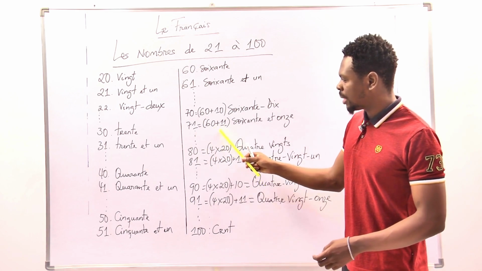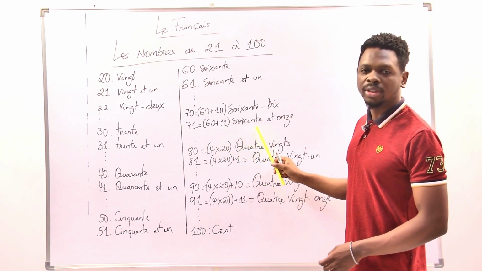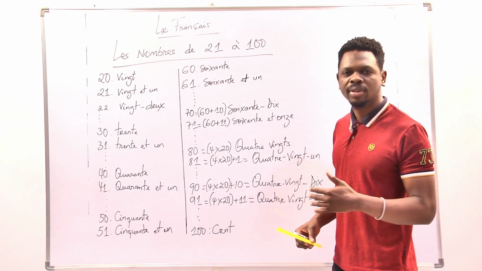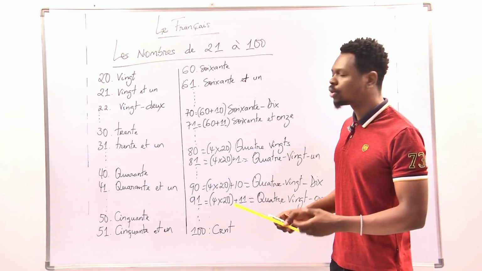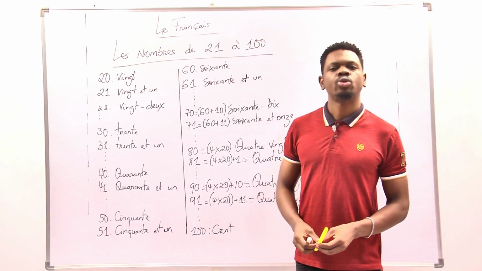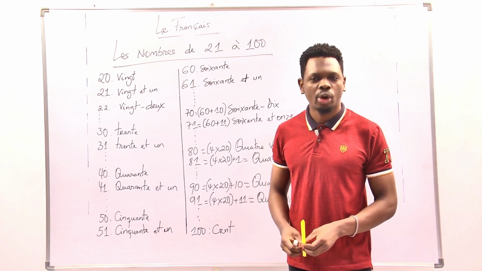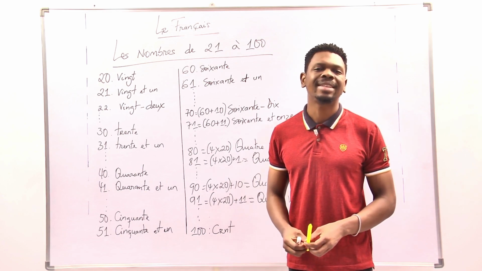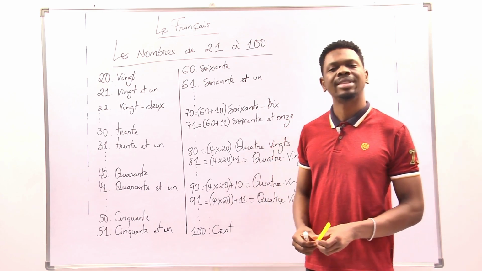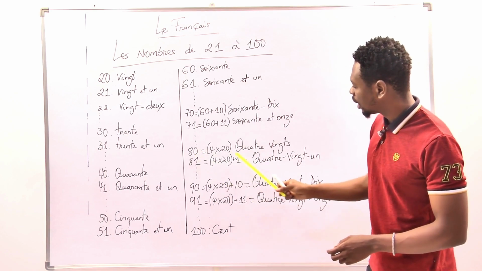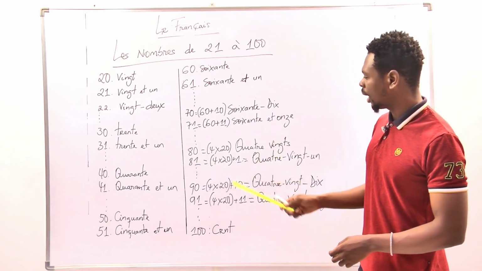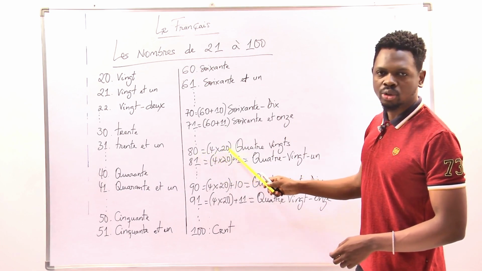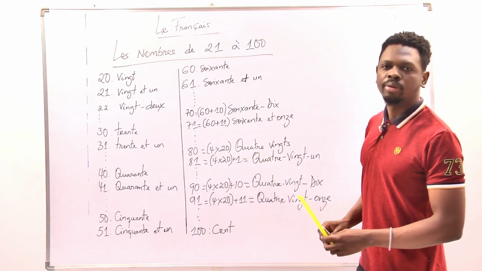71 is 60 plus 11. We say 71. So we add 12 to say 72. So we say 72, 73, 74, 75, 76, 77, 78, 79, and we have 80. 80 means 80, 4 times 20.